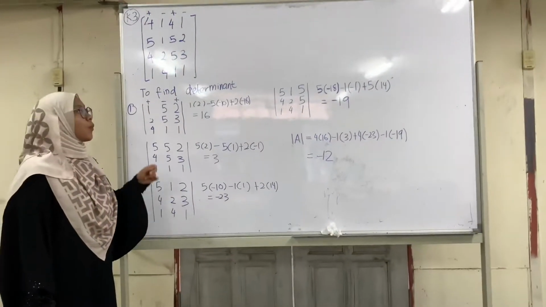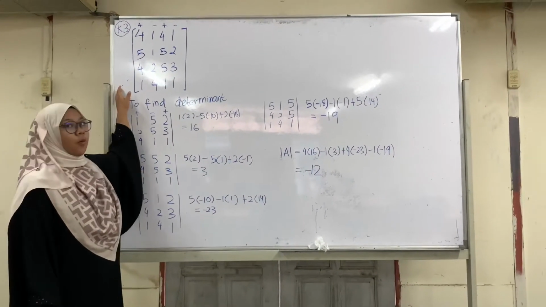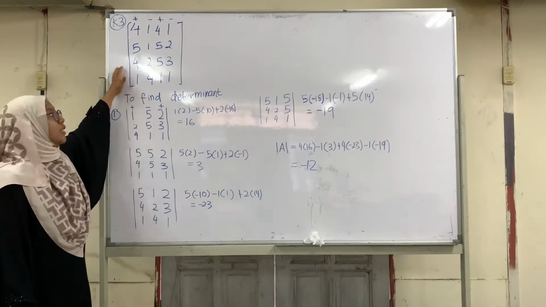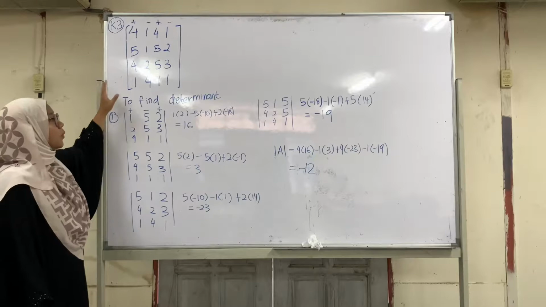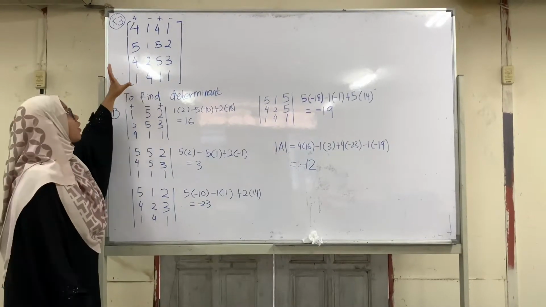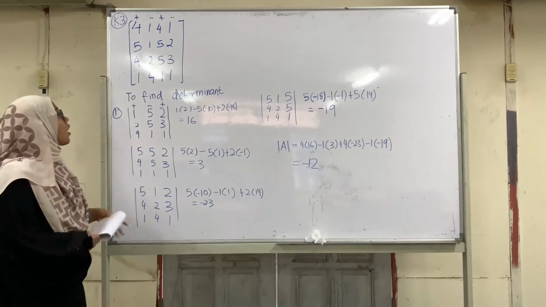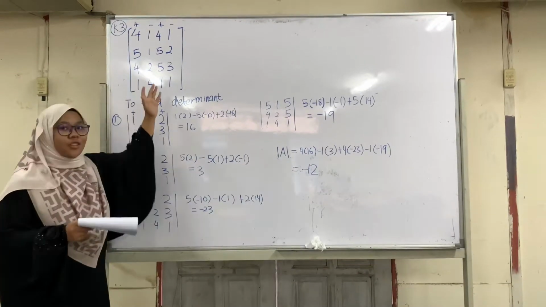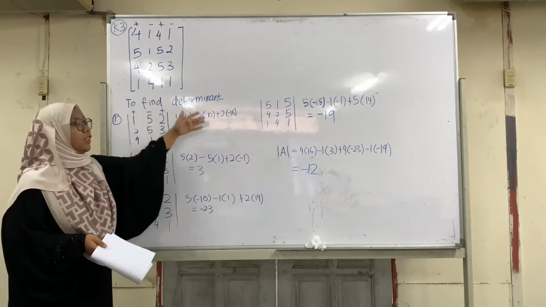Okay, so now we will proceed to the K3 matrices form. So this is the 4 by 4 matrices form that is given in the question. We need to find the inverse of the matrices form. Firstly, we want to find the inverse using the adjoint method. We need to find the determinant first.